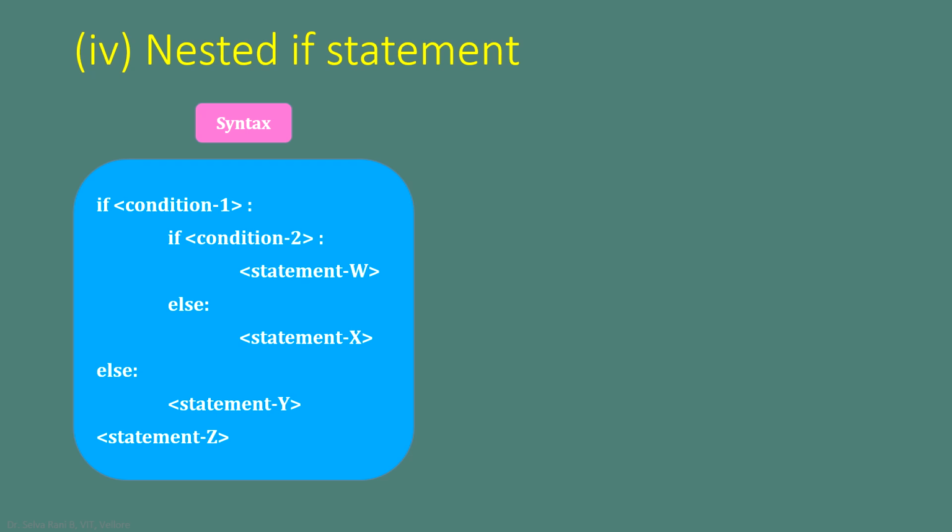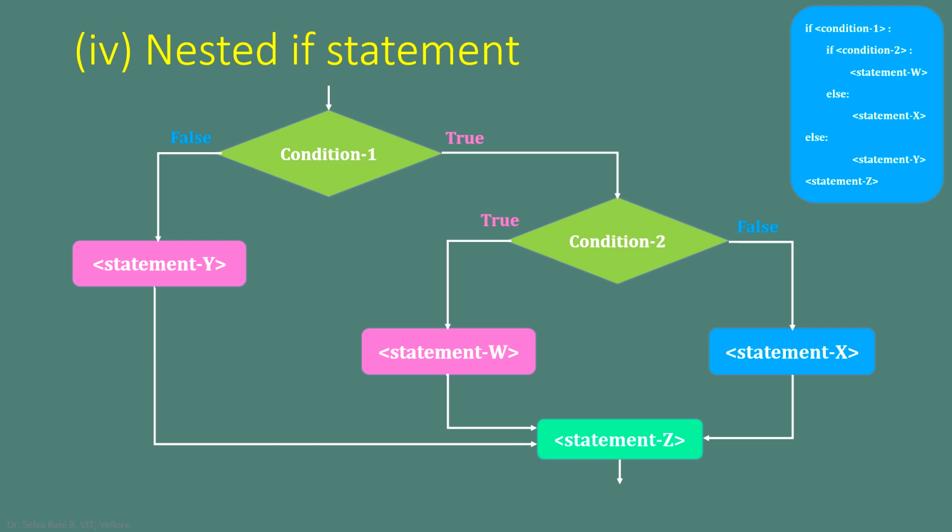And for the outer if, if the condition becomes false, the interpreter will never execute condition 2. It will be coming to the else block which follows the outer if. Under the else block, we are having statement Y, and statement Z is the statement which follows the entire nested if statement. Let's have a flow diagram to have a clear picture of the nested if statement.